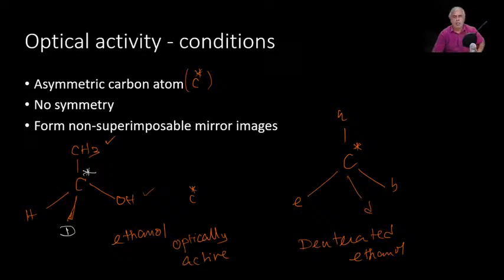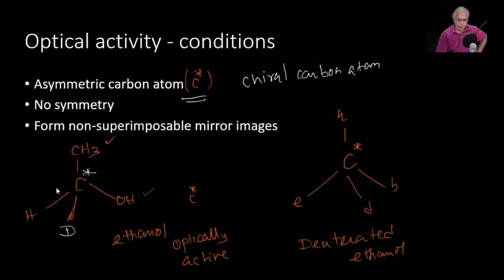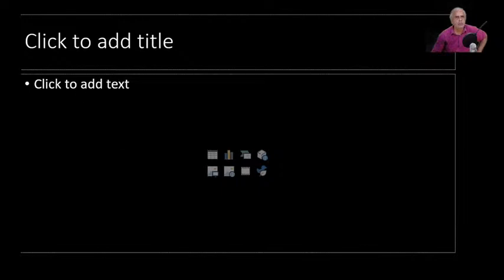Okay, right. And this is also known as chirality, optical chirality, or we can say chiral carbon atom. Take down. Chiral carbon atom. Now let us check the non-superimposable mirror image of this compound.